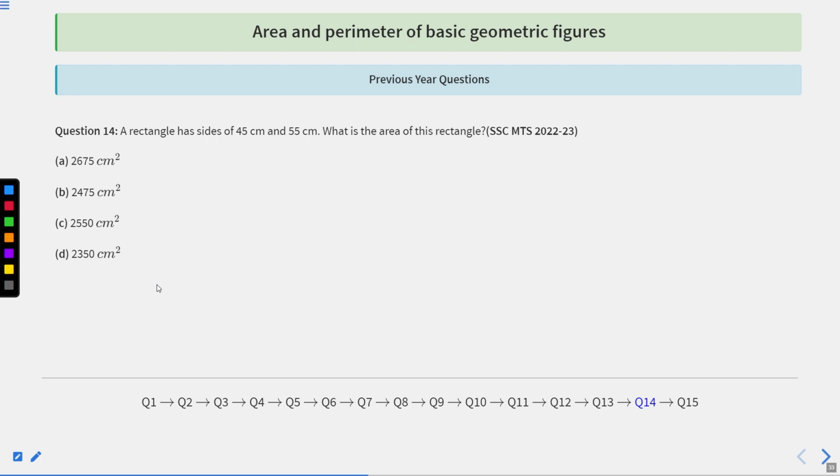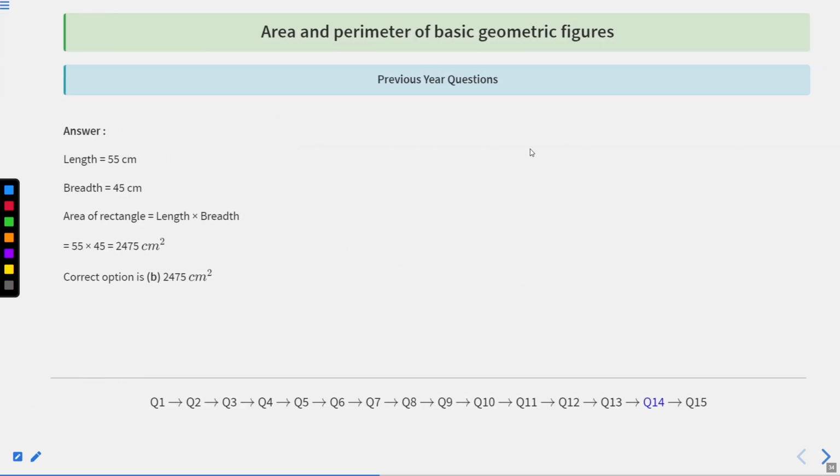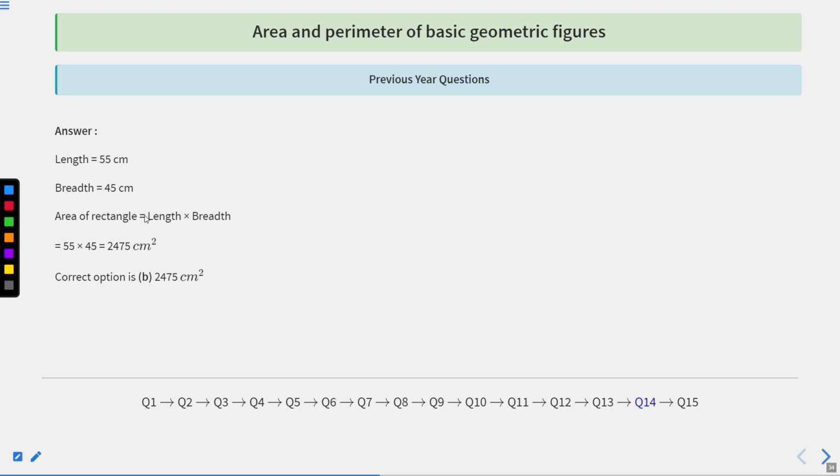Moving on to our second last problem for this part 1. A rectangle has sides 45 centimeter and 55 centimeter. So a rectangle is given to us whose sides are known. What is the area of this rectangle? First, let me quickly recall the area of a rectangle. Area of a rectangle is given by length into breadth. So we need length and we also need breadth, and surprisingly, both pieces of information are already provided to us.